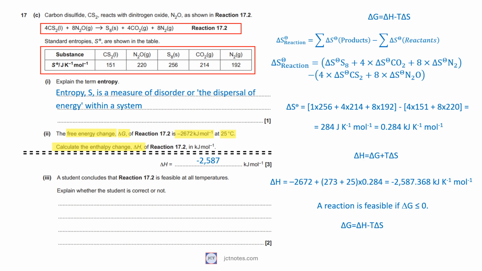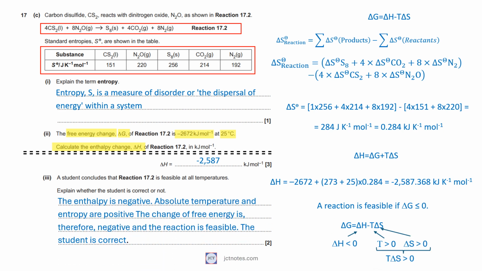of entropy. The enthalpy is negative. Absolute temperature and entropy are positive, so its product is also positive. We finish subtracting a positive number from a negative number, making the number more negative. The change of free energy is, therefore, negative and the reaction is feasible. The student is correct.